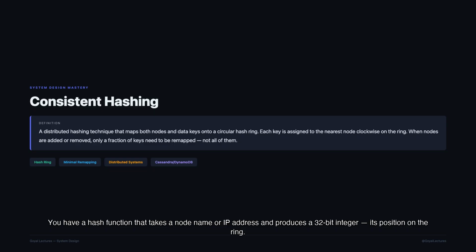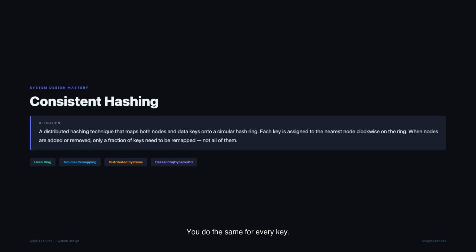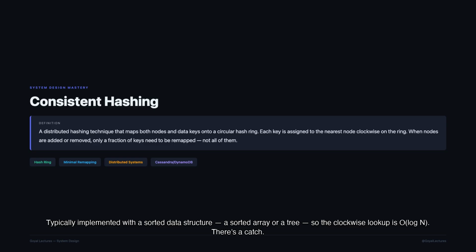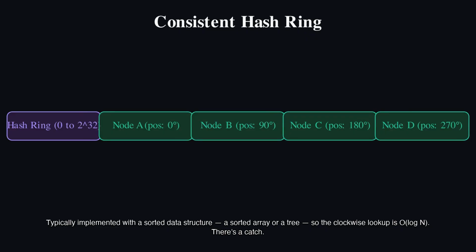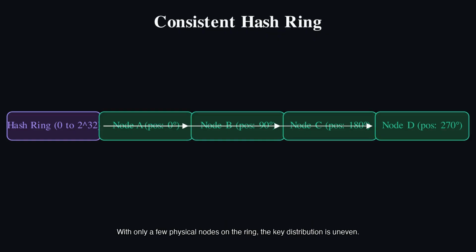The lookup process works as follows. You have a hash function that takes a node name or IP address and produces a 32-bit integer, its position on the ring. You do the same for every key. To find which node owns a key, you compute the key's hash, then scan clockwise on the ring until you hit a node, typically implemented with a sorted data structure, a sorted array or a tree, so the clockwise lookup is O(log n).